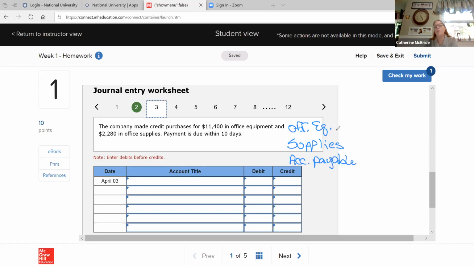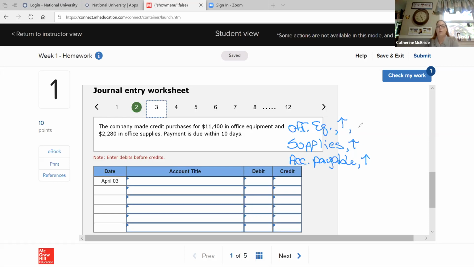Okay, did the office equipment increase or decrease? Yep, it increased. We came back with more equipment. Did supplies increase or decrease? It also increased. What about accounts payable? Do we owe more or less now? Accounts payable also increased.